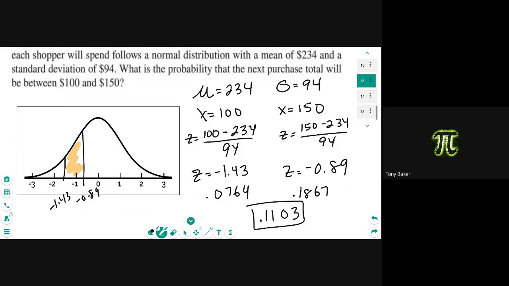X is 100. 234 is my mean. Why would it be 234 minus 100? Because it's the value you're looking for minus the mean. It's not the mean minus the number. Your z-scores can be negative if they're below the mean. Yes. So they're both negative. Yes.